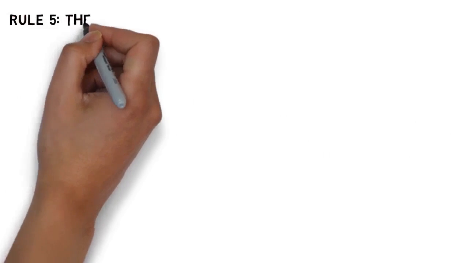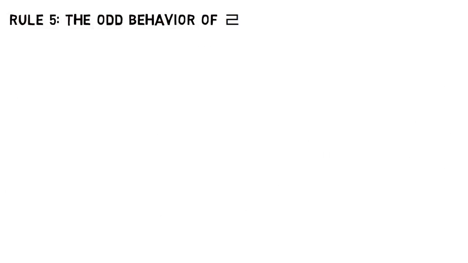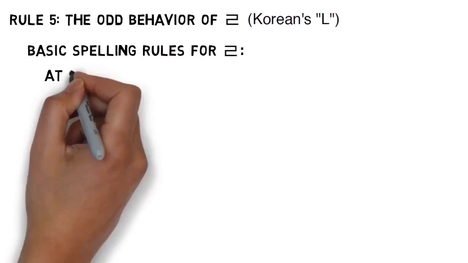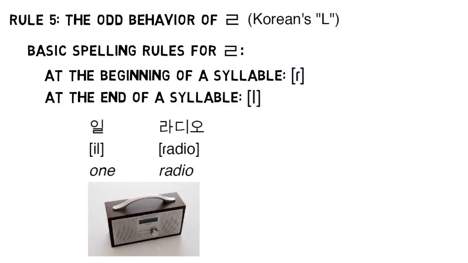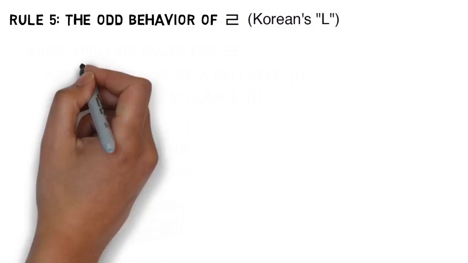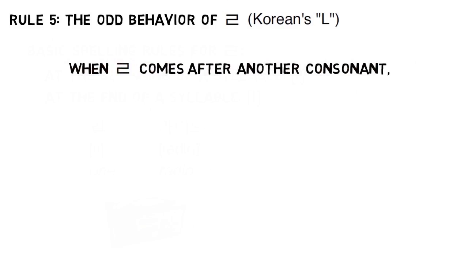Our last Meg Ryan related rule relates to Korean's letter for R or L, called 리을. And just for the purposes of discussing this rule, let's just call this letter Korean's L. We talked about this letter a bit already in video 2, how at the beginning of a syllable it sounds like a tapped R, as in radio, and at the end of a syllable it'll sound like an L, as in 일. Korean's L acts a bit more strangely when it collides with other consonants, in particular when it comes after another consonant. When that happens, Korean's L transforms into an N.